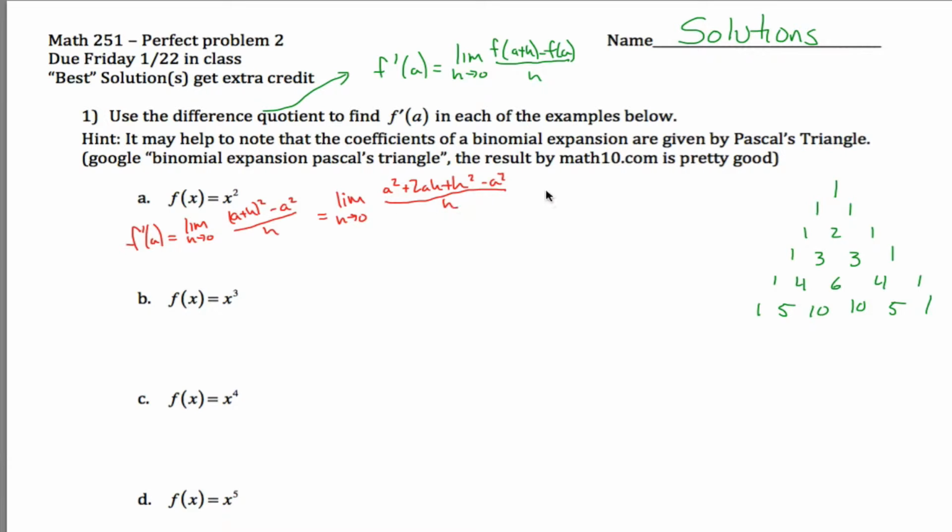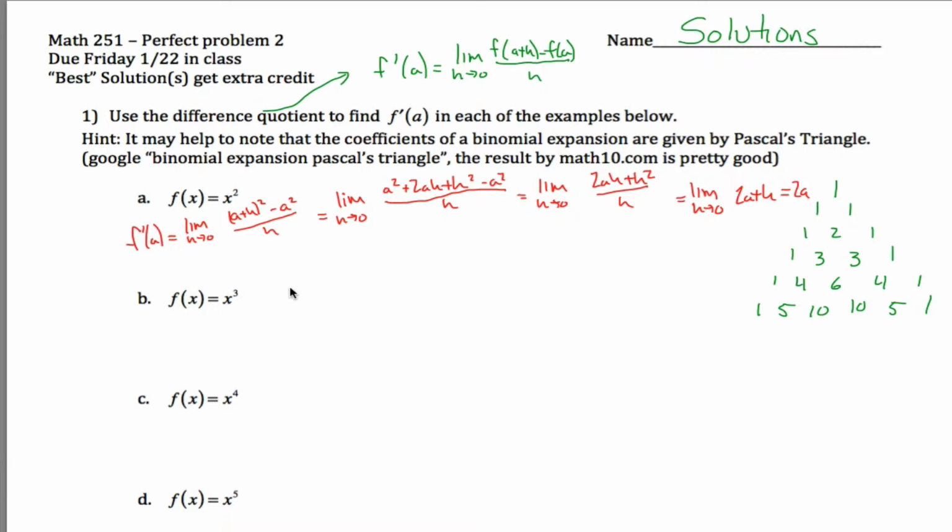A squared minus a squared cancel out. So I get that this is the limit as h approaches 0 of 2ah plus h squared divided by h, which is the limit as h approaches 0 of, if you factor out an h and then cancel it, you'll get 2a plus h. And that all simplifies down to 2a. I'm going to need to figure out a better way to write these so that they're more legible. All right, I'll figure that out as I go.